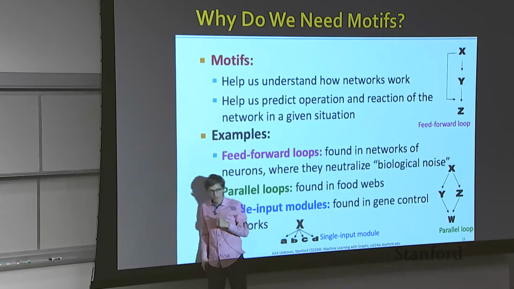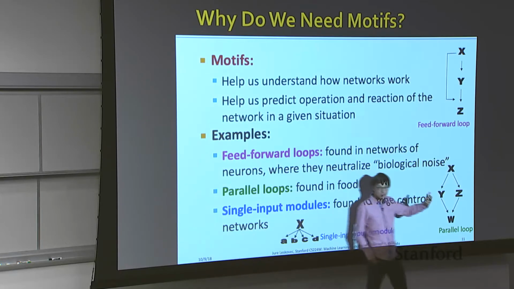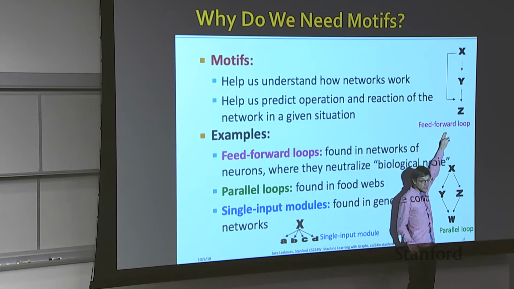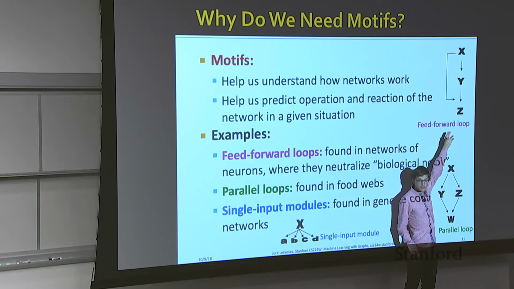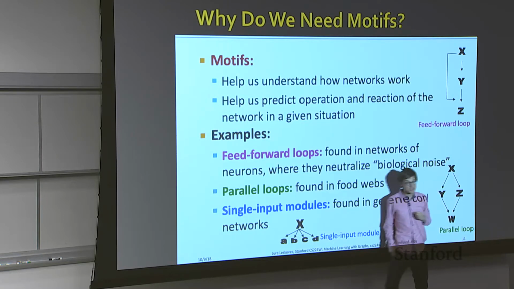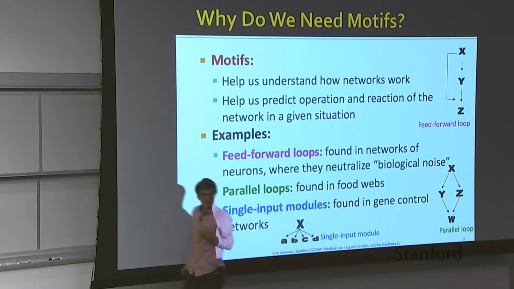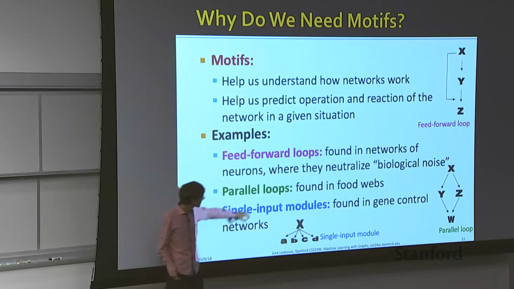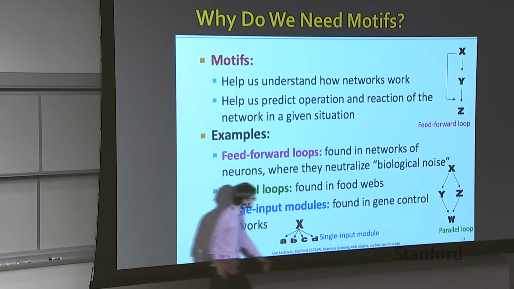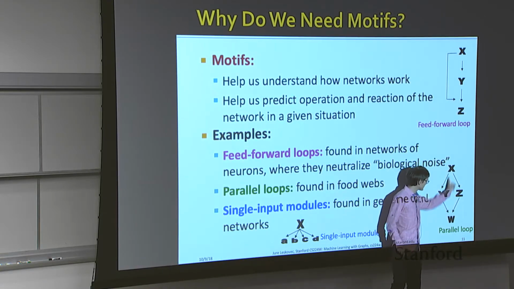where they basically neutralize biological noise. And if you think about neural networks, these are skip connections, right? Think about ResNet. ResNet has skip connections, right? So nature has skip connections as well, right? Then parallel loops are, for example, these types of structures.